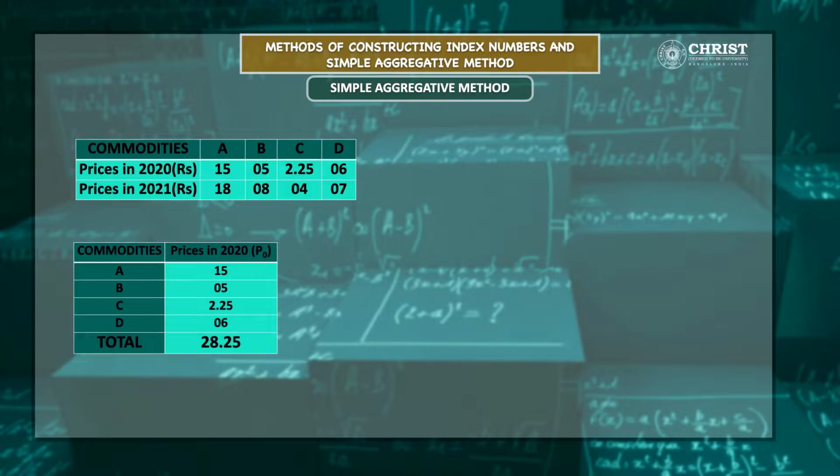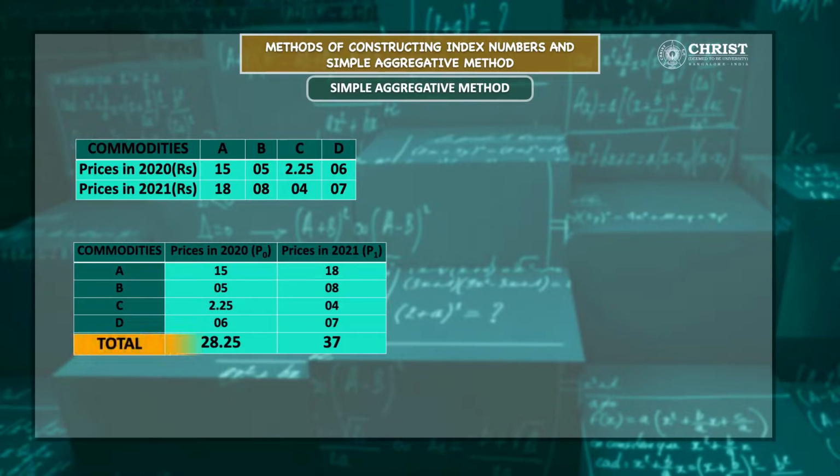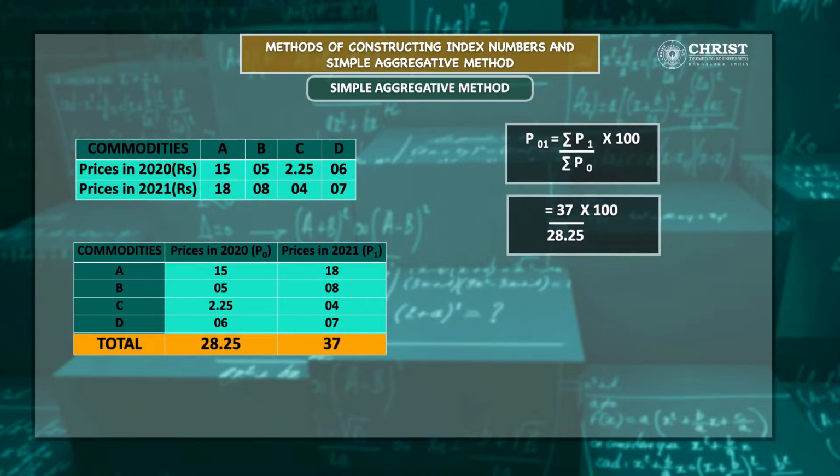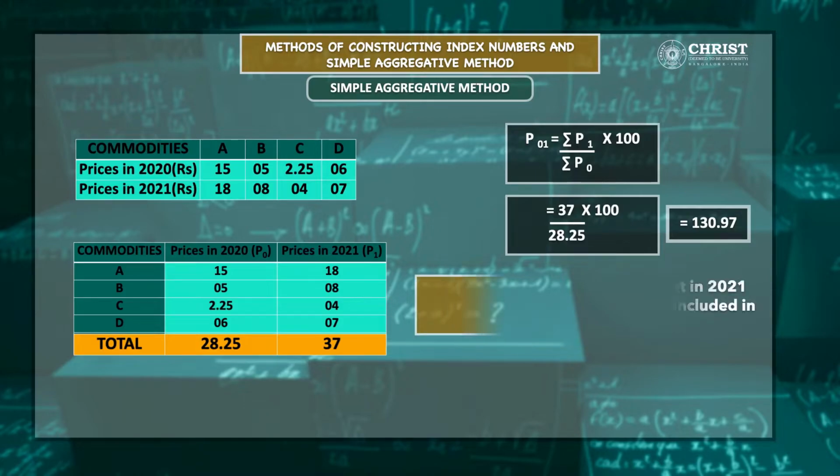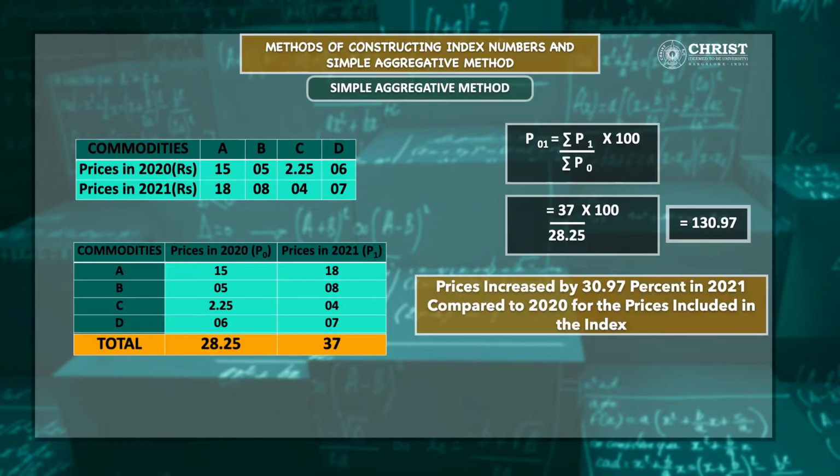Commodities in the first column, P0, prices for the base year in the second column, and P1, prices for the current year in the third column. We have to take the total of the prices for P1, that is 37, and prices for base year total is 28.25 into 100. So we will get the index value as 130.97. Now we have to write the interpretation. Prices increased by 30.97% in 2021 compared to 2020 for the commodities included in the index. So this is the simple method for computing index numbers.